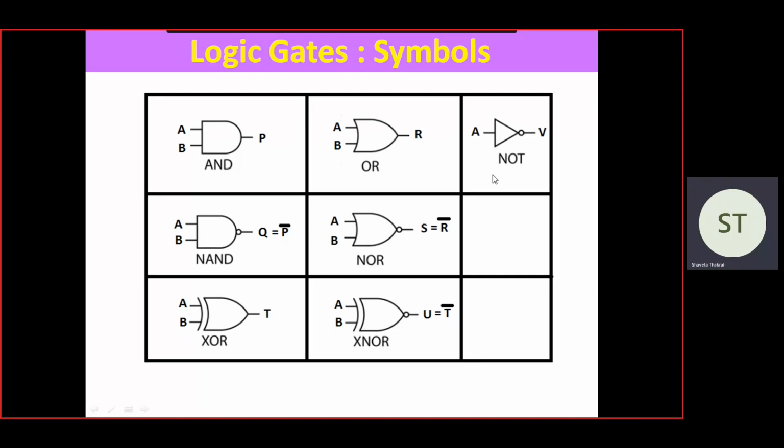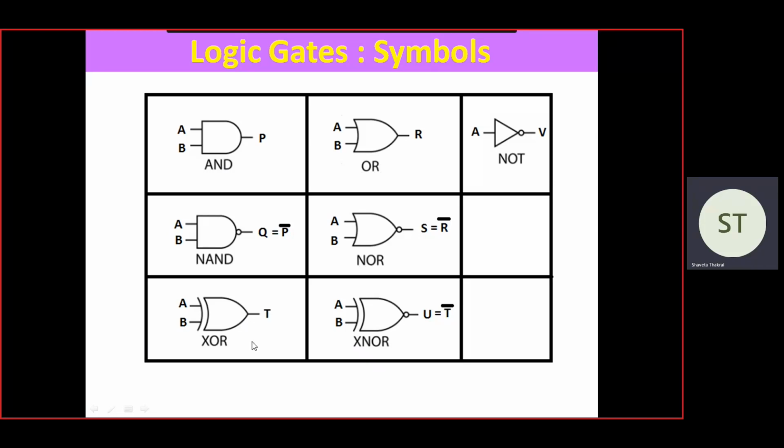This is the logical symbol of NOT gate. Input here is A and the output here is V. This is the logical symbol of NAND gate. Input here is A and B and output here is Q, and Q and P are complementary. Q is the output of NAND gate and P is the output of AND gate. Both are complementary. This is the logical symbol of NOR gate, where A and B are inputs and S is the output. Now S is the output of NOR gate and R is the output of OR gate. So these two are also complementary.